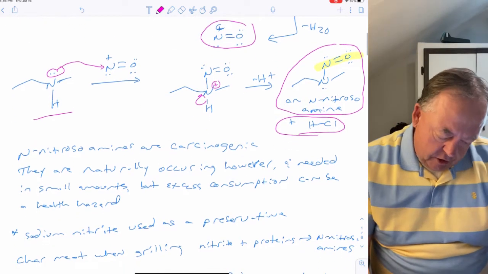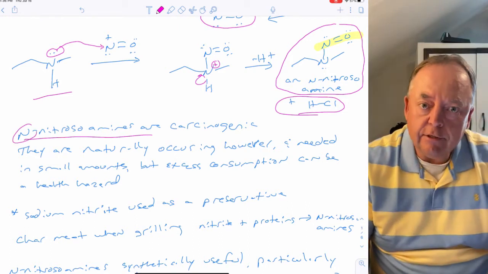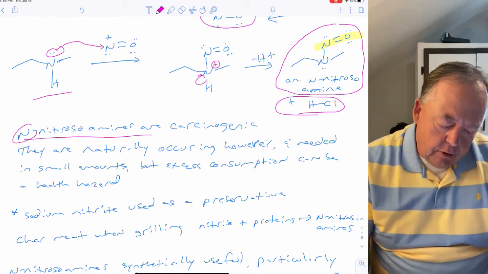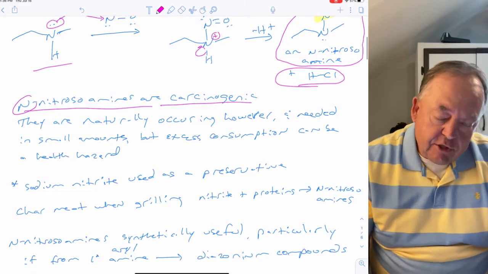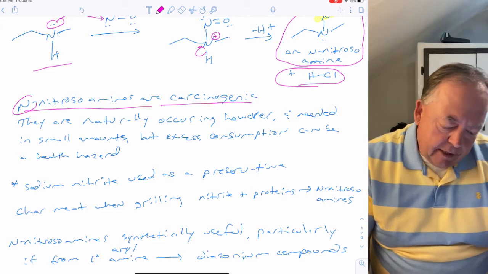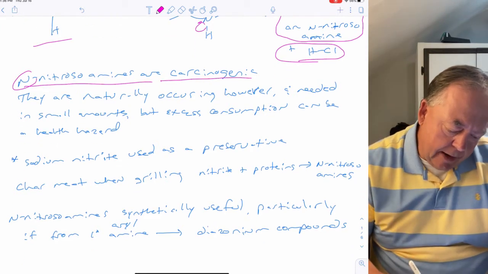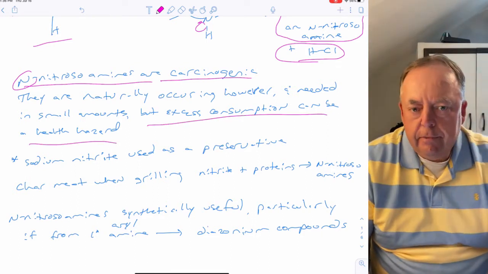Okay, so not terribly synthetically useful, but this is an interesting molecule. It's an important molecule because N-nitrosoamines, so the N means the nitroso is on the nitrogen, right? So N-nitrosoamines are carcinogenic. So they are naturally occurring. You need some N-nitrosoamines, and your body naturally produces some N-nitrosoamines. So they're needed in small amounts, but in excess consumption, they can be a health hazard because they're carcinogenic.